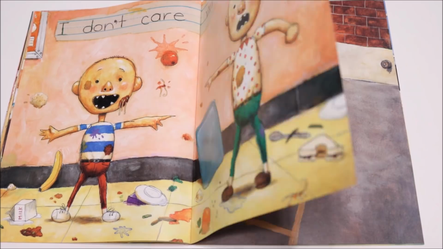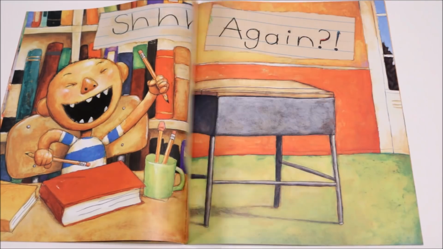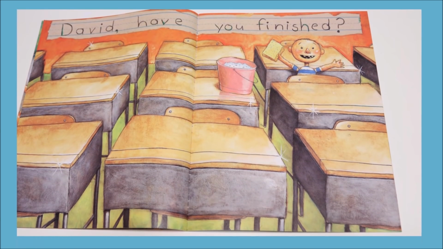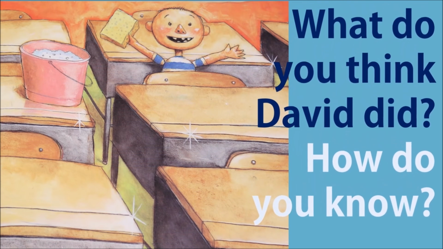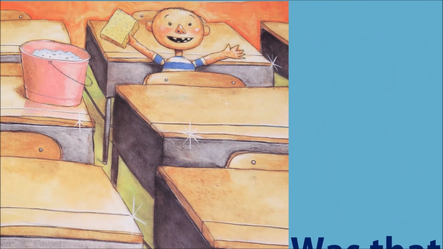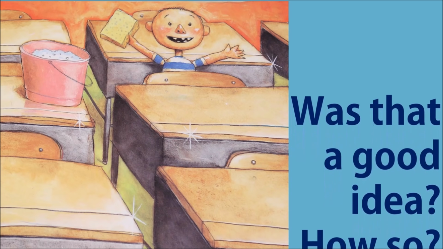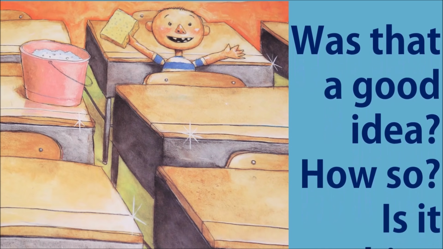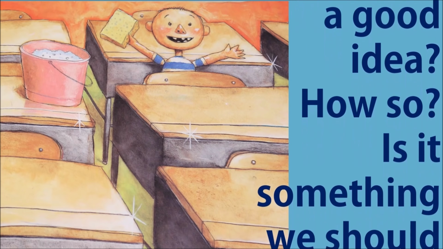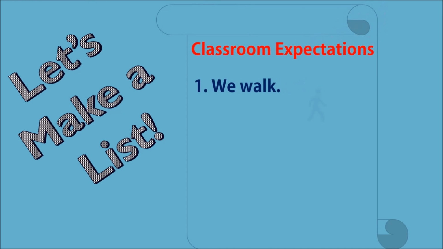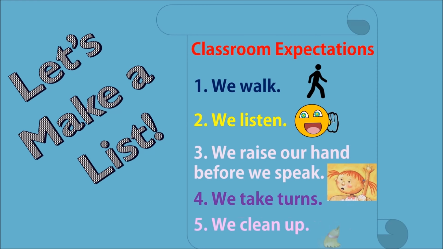The last page we will discuss says, "David, have you finished?" and shows the classroom cleaned up with the desktops sparkling. On this page, I read it first. Then I say something like, "Oh, look at that, the desks are sparkling. What do you think David did? How do you know? Was that a good idea? Is it something we should do?" The goal is to elicit the response for the last rule, "We clean up."